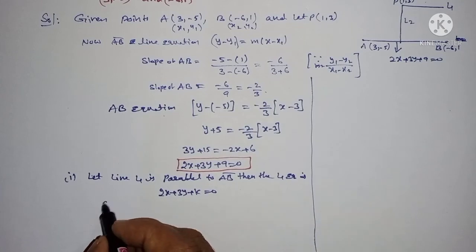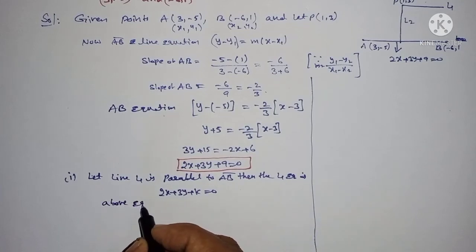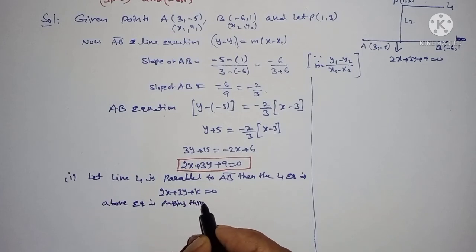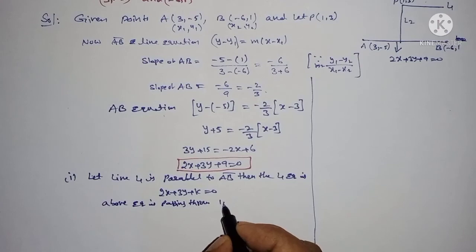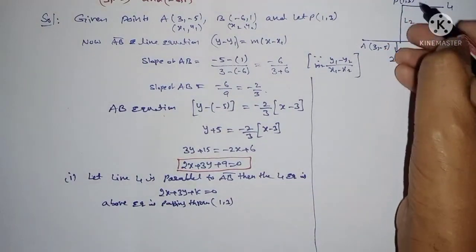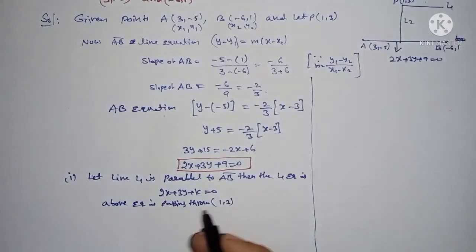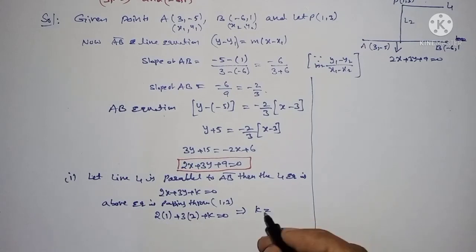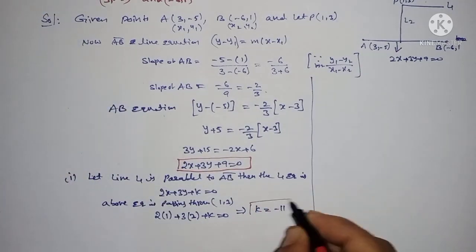The above equation is passing through (1, 3). L1 is passing through (1, 3). Therefore substitute, and you get the k value: 2 into 1 plus 3 into 3 plus k is equal to 0. Therefore k is equal to how much? 9 plus 2, 11. Bring this to the other side, that is minus 11. Therefore k is equal to minus 11.